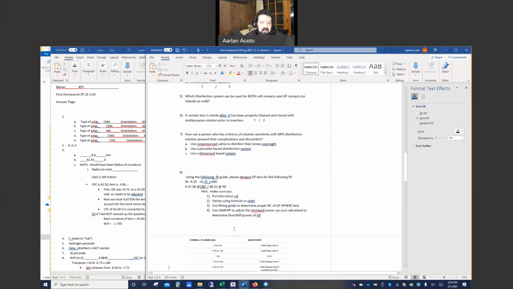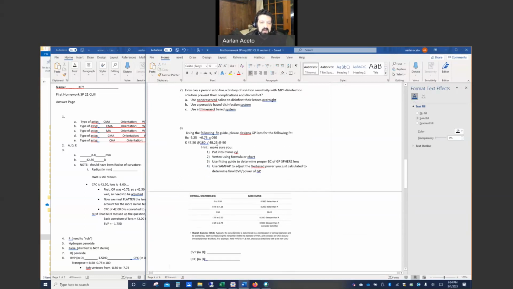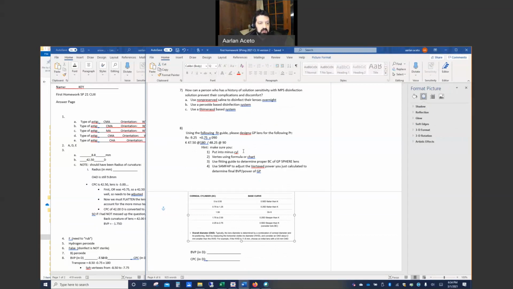Using the fitting guide, this is straightforward for a GP. What you want to do here is use the following guide. Here's my fit guide. Here is my prescription. Here are my Ks. So what did I do? Put it in minus cyl. That would be minus 8.5, minus .75, axis 180. Vertex it, use your chart.